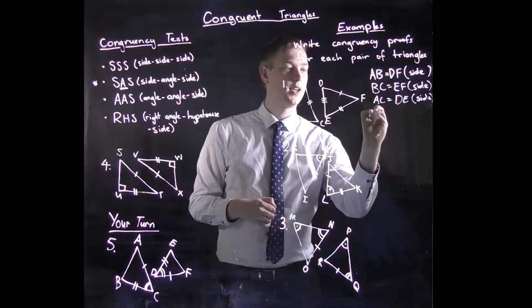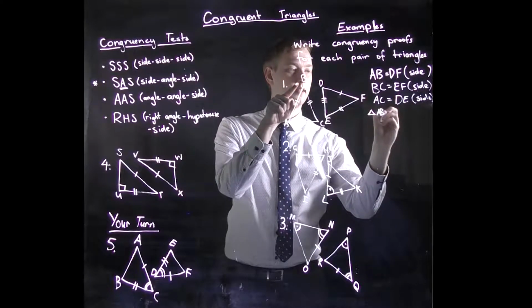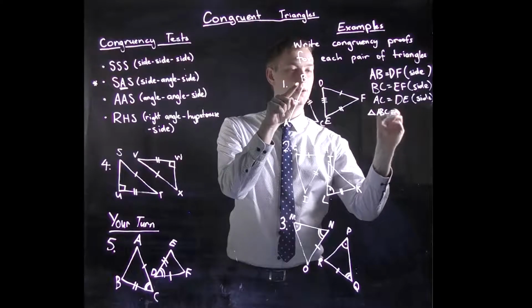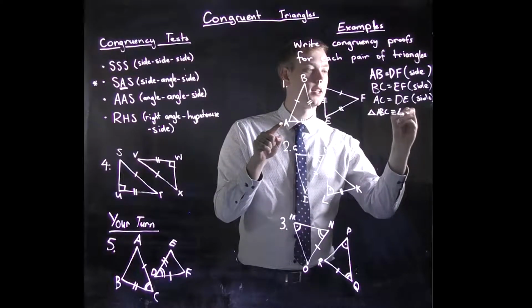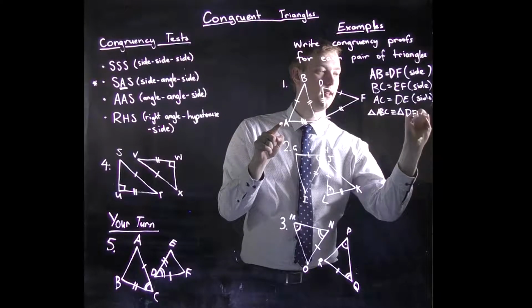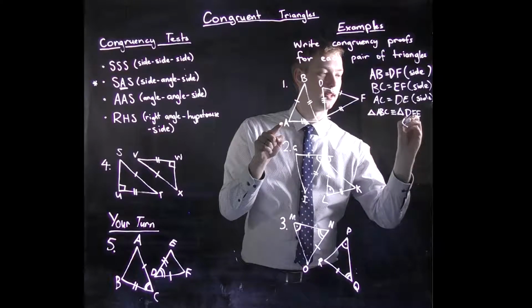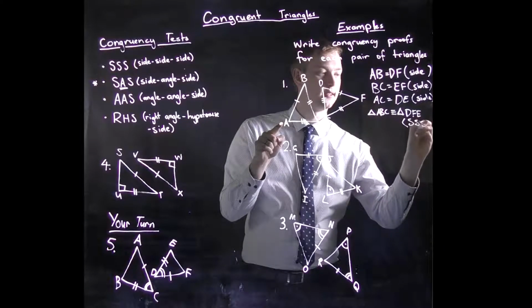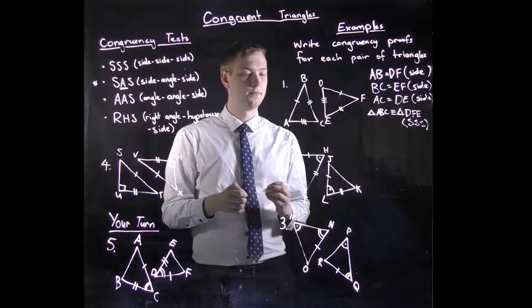We can write that triangle ABC is congruent to, and we need to start at the same point as A is, so that's D, congruent to triangle DFE. And then we need to put the proof in brackets. I don't have room, so I'll put it underneath. Side, side, side. So that just tells us that we have used the side, side, side proof.